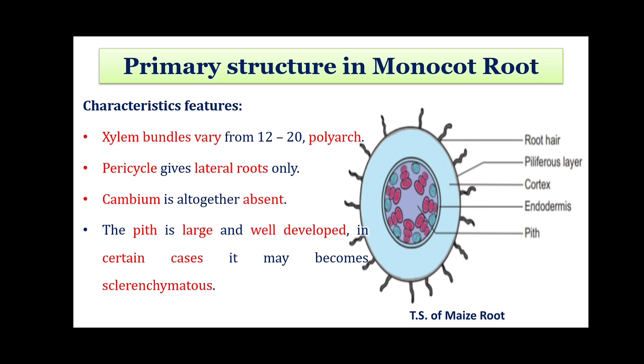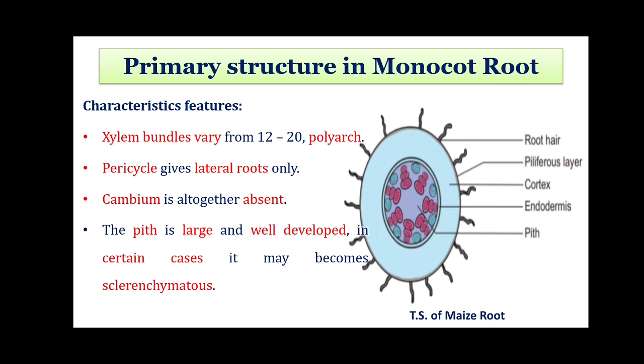Now let's talk about the primary structure in case of monocot root. Till now we have seen the dicot root, now come to monocot root. The general characteristic feature is the xylem bundle. It may vary from 12 to 20, so it means it is a polyarch condition. In case of dicot it was tetrarch, but in case of monocot it is a polyarch condition.